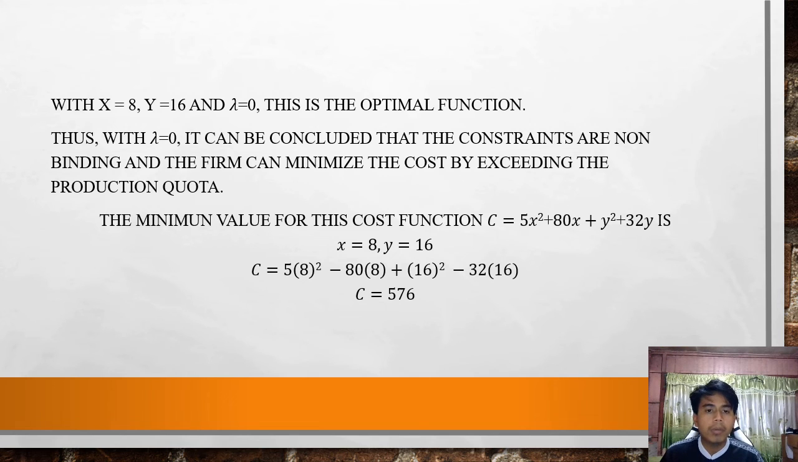We can get the minimum value of the cost function. The cost function is c equal 5x squared plus 30x plus y squared minus 32y. That means x equal to 8, y equal to 16. We must substitute this x and y. We can get the minimized function is 576.